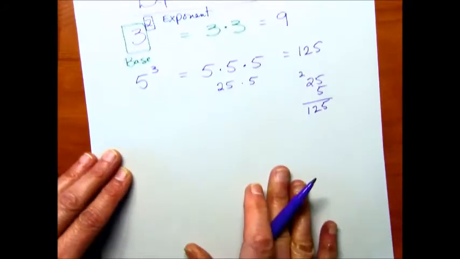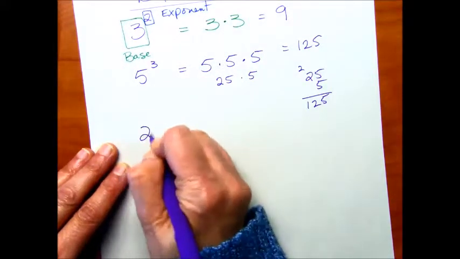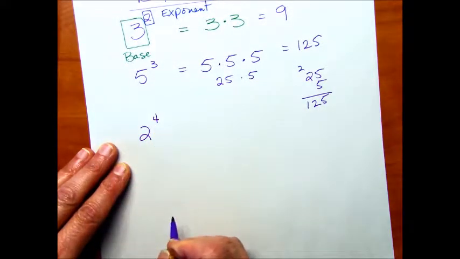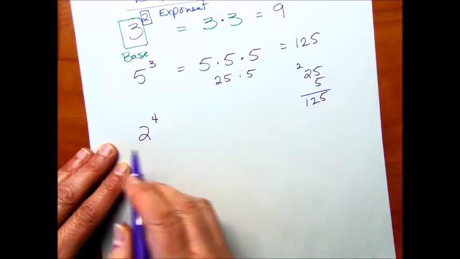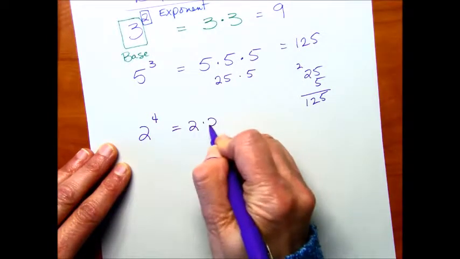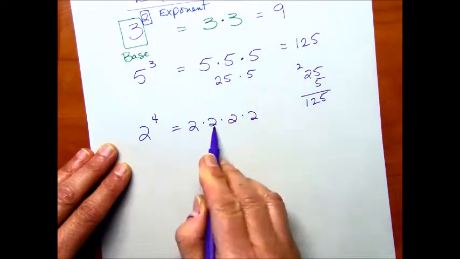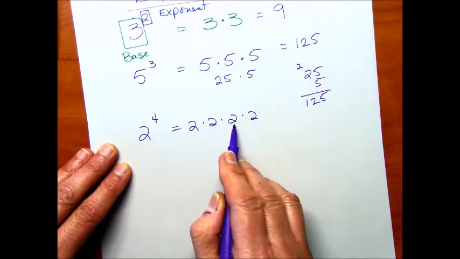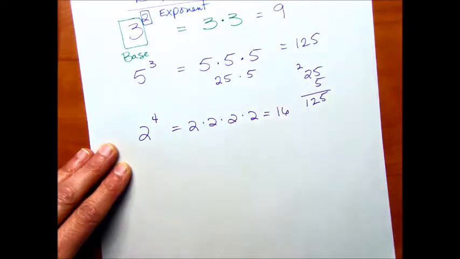Let's do one more where we have a different exponent, 2 to the 4th power, or 2 raised to the 4th power. Okay, again that's going to be 2 times 2 times 2 times 2. 2 times 2 is 4. 4 times 2 is 8. 8 times 2 is 16.